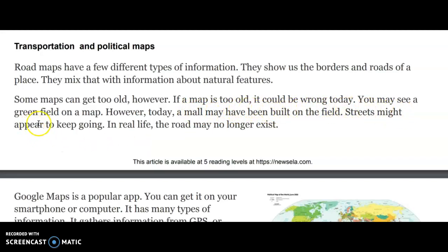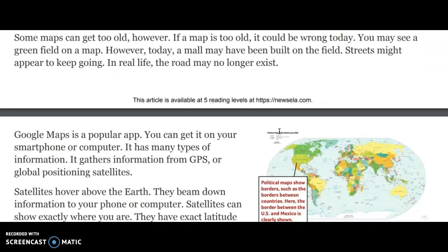You may see a green field on a map. However, today, a mall may have been built on the field. Streets might appear to keep going. In real life, the road may no longer exist.